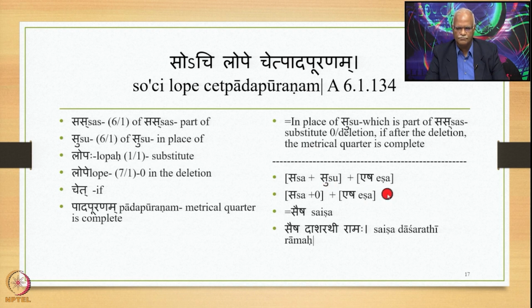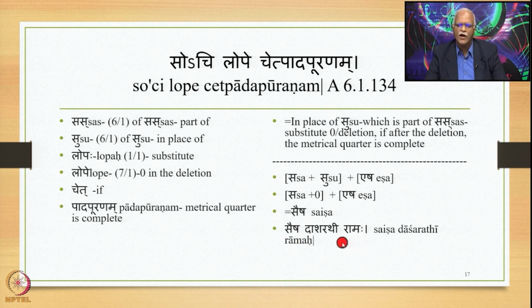Here is an example: sa plus su plus esha. So this su gets deleted, and so we have sa plus 0 plus esha, and then there is sandhi of these two vowels, which is a vriddhi sandhi. So we have saisha as the resultant output. Now there is this metrical quarter that is fulfilled, saisha dasharathi ramaha.